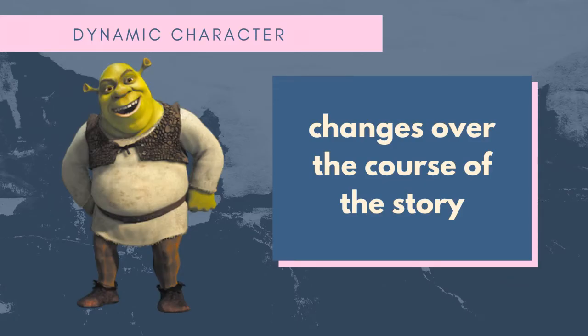First, we have the dynamic character. This character changes over the course of the story. Now, I have here Shrek as an example of a dynamic character. At first, Shrek is this grumpy ogre. He does not like to be with people, and he's your typical ogre who's always grumpy, angry, and is having fun if people are scared of him.